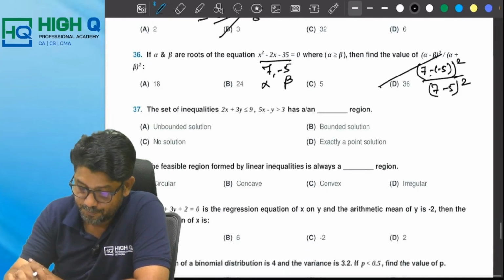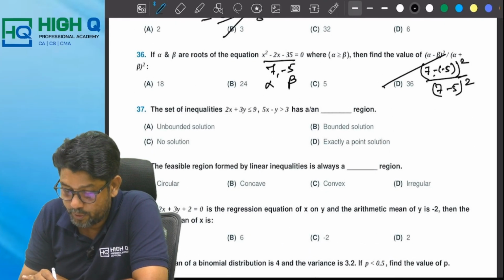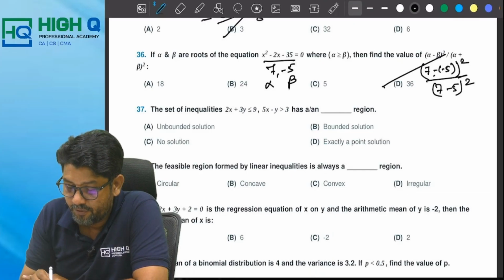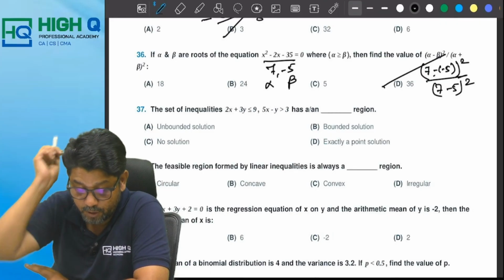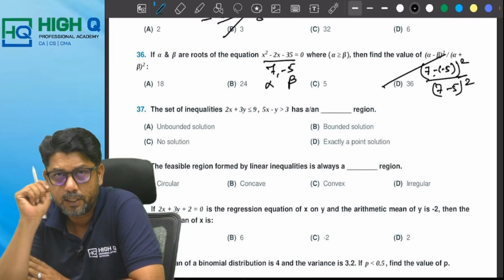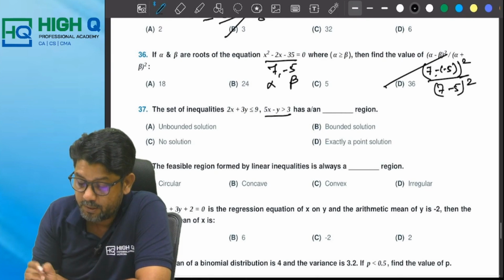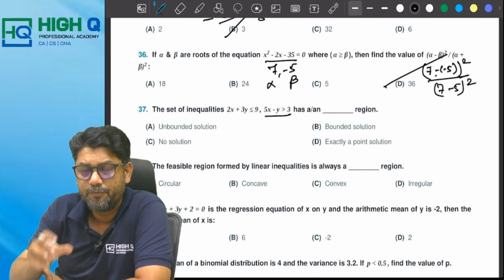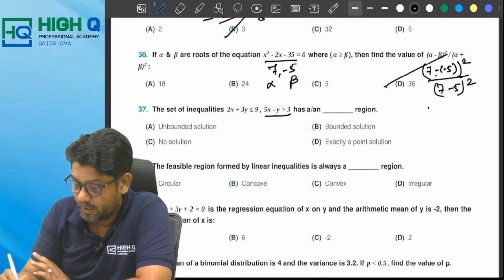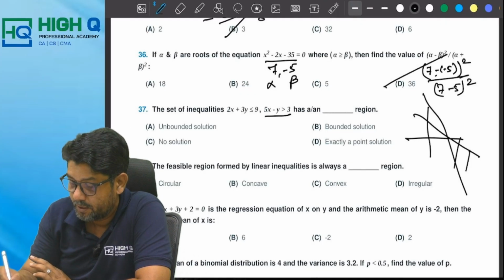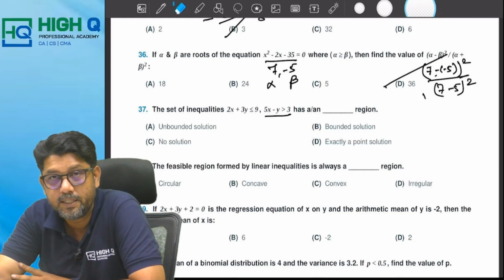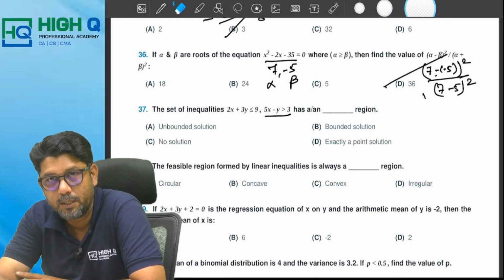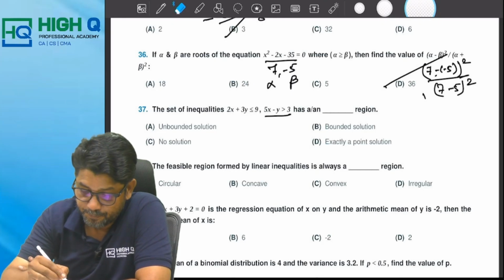Option D. That's it. Now, the set of inequalities 2x plus 3y less than or equal to 9, 5x minus y greater than 3 has a feasible region. Whether it is unbounded, bounded, exactly one point, or no solution. My dear, one shortcut I'll give you. When 5x minus y is greater than 3 is given, then the region may be like this. So the answer is going to be unbounded only. Directly you go for unbounded.